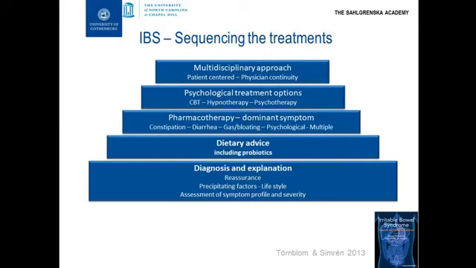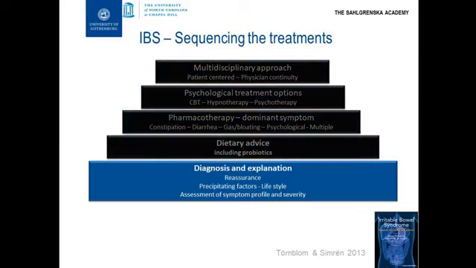Most patients also receive some kind of dietary advice, and this can be simple for the majority of patients, but for some patients who have more severe symptoms, it can be more elaborate and you then require a dietitian. If that's not sufficient, we can move on to pharmacotherapy, which is directed towards the dominant symptom. If that's not sufficient, we can also add or move on to psychological treatment options. And finally, if all of these have failed or are not sufficient, we can use what we call a multidisciplinary approach. And I will come back to all of these different steps in a sequential fashion during my presentation. So we will start now with the basis, which is diagnosis, explanation, reassurance, and so forth.